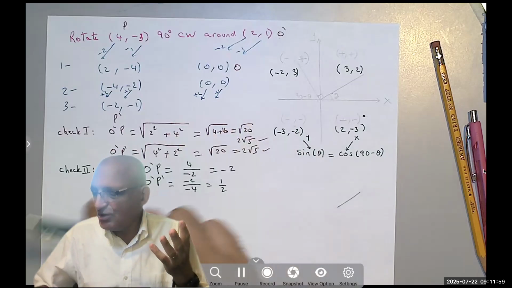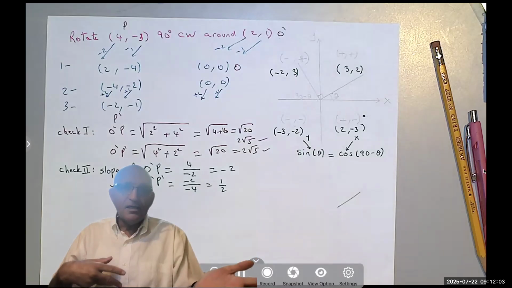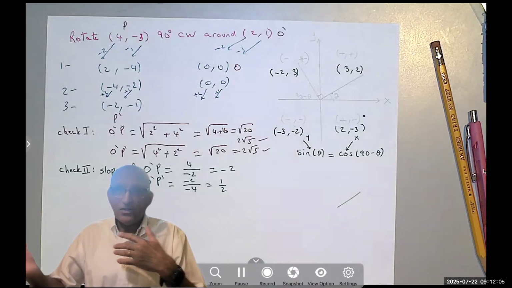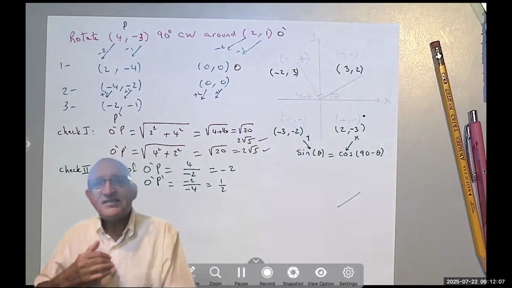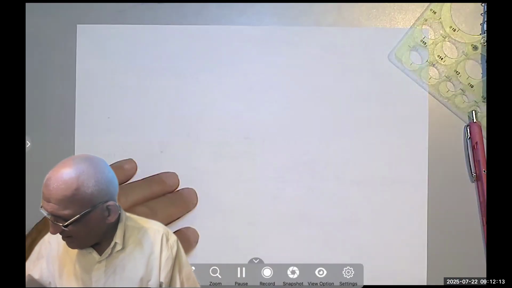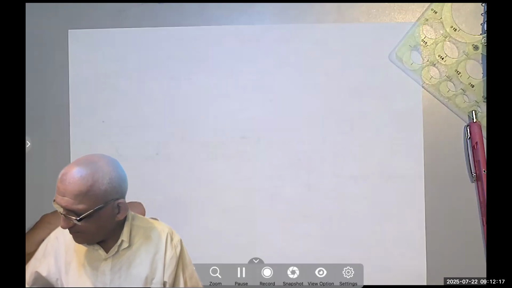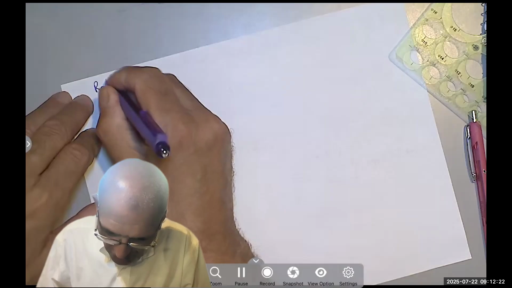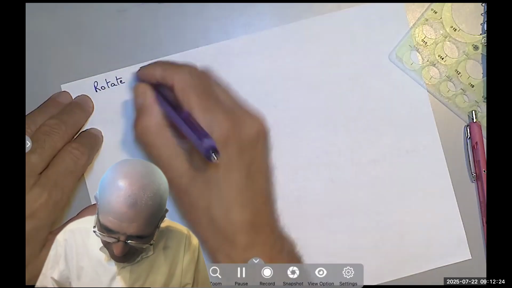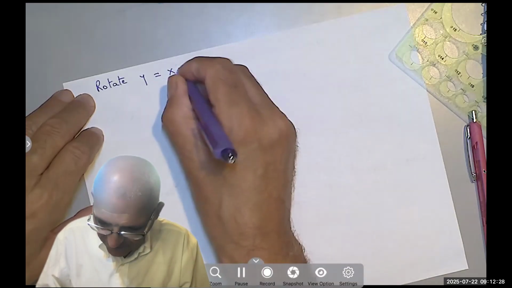Most of the time you don't want to rotate a point, but maybe you want to rotate a line or a conic section or something like that. So let's see how we rotate a line. You don't need to write that. Let's put it down here, make an example. Rotate. Let's take something easy. Y equals x plus 5.